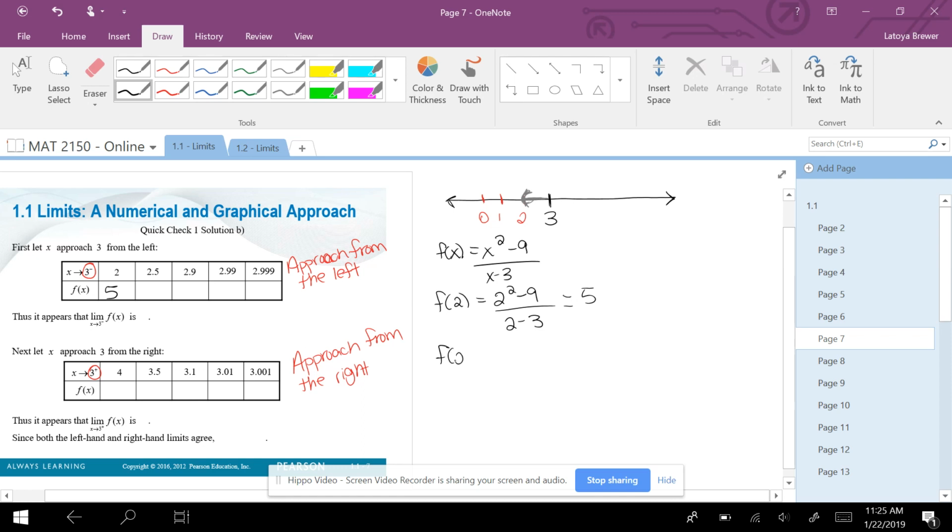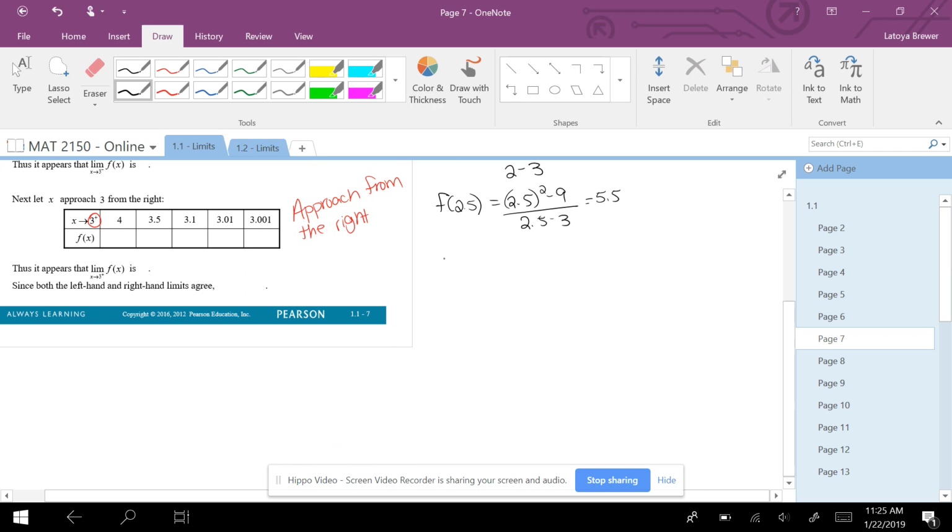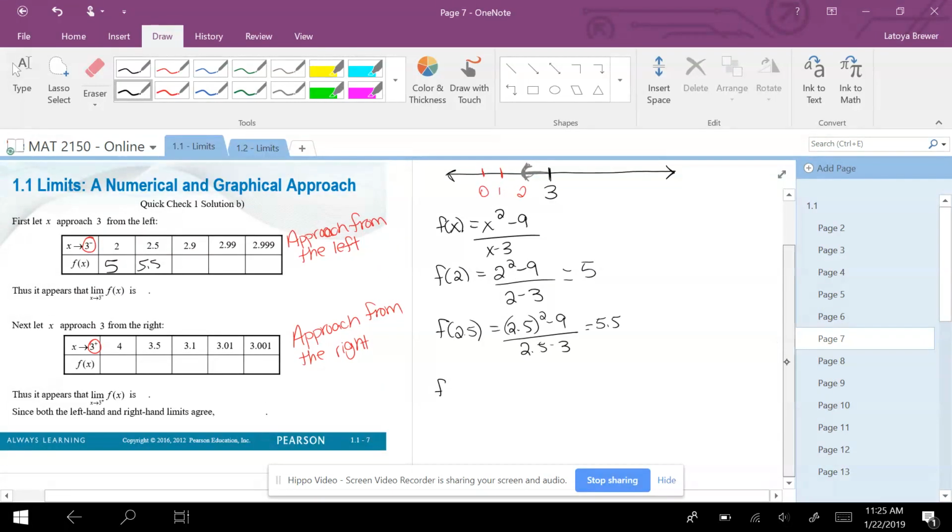We're going to do the same thing with 2.5. That's going to give me my 2.5 squared minus 9 all over 2.5 minus 3. And that gives me my 5.5. Do the same thing for 2.9. That's going to give me my 2.9 squared minus 9 all over 2.9 minus 3. And when I simplify that, that's going to give me my 5.9.